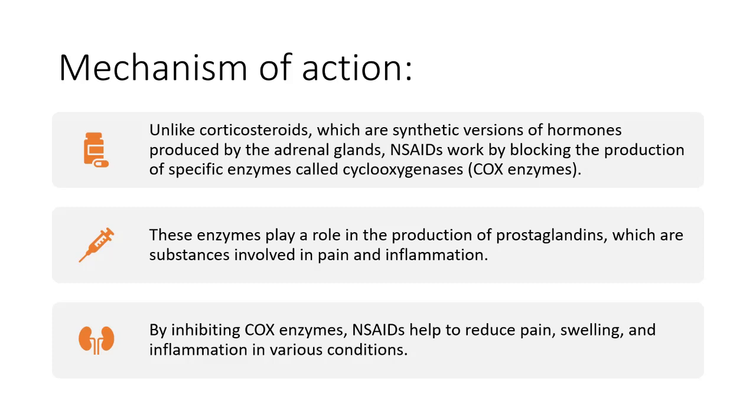The inhibition of prostaglandin production by NSAIDs makes them effective in treating a variety of conditions characterized by pain and inflammation. These include arthritis, reducing joint inflammation and pain; muscle injuries, alleviating pain and swelling; menstrual cramps, decreasing uterine contractions and associated discomfort; fever, lowering elevated body temperatures.